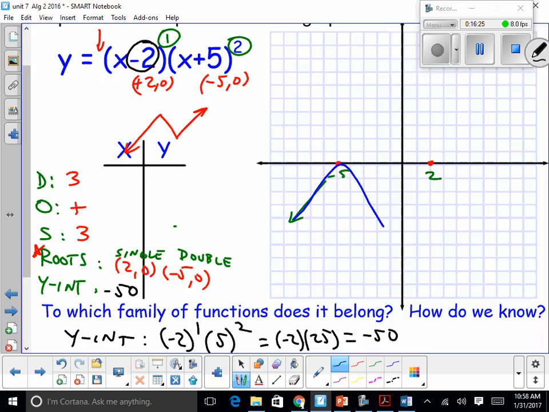Where do you put it down here? I just mark negative 50, and then I come back around. What's going to happen at the 2? Anybody know what's going to happen at the 2? It's going to go up. Just go straight through. Take a look at the picture.